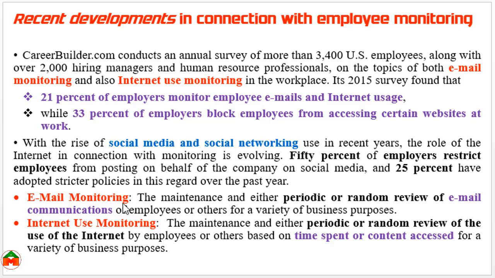Email monitoring indicates the maintenance and the periodic or random review of email communications of employees for a variety of business purposes. On the other hand, internet use monitoring indicates the maintenance and periodic or random review of the use of the internet by employees, based on time spent or content accessed, for a variety of business purposes. That means employees can be monitored by using email monitoring, internet use monitoring, as well as social media and social networking monitoring systems.